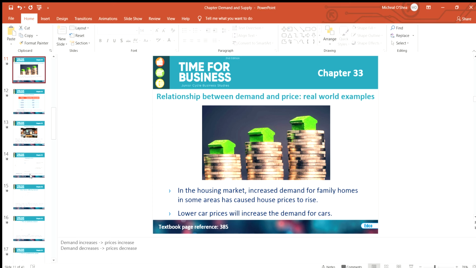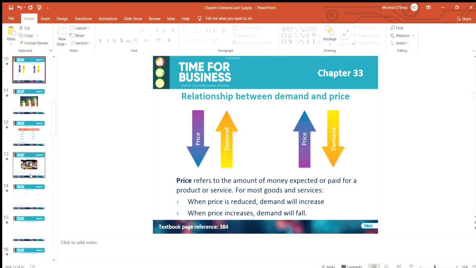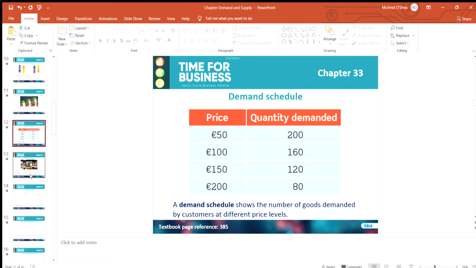Today is our last lesson on demand and supply. So what I'm going to do today is recap demand and supply charts and then go through the last part of this, which is equilibrium. So what we have here, again quickly, just to go through it, this is the demand schedule.